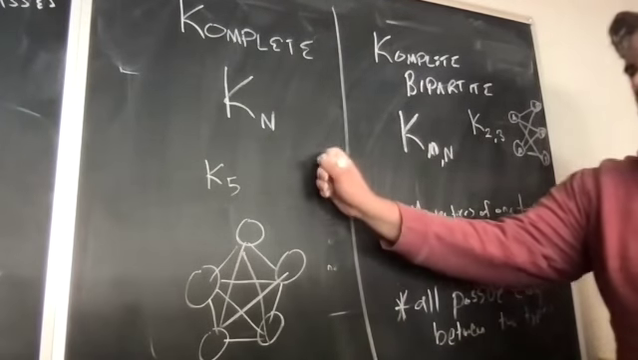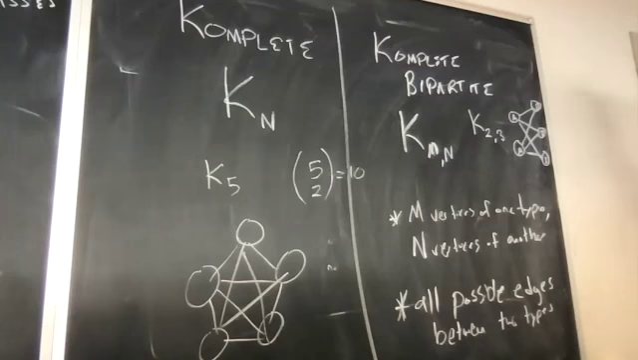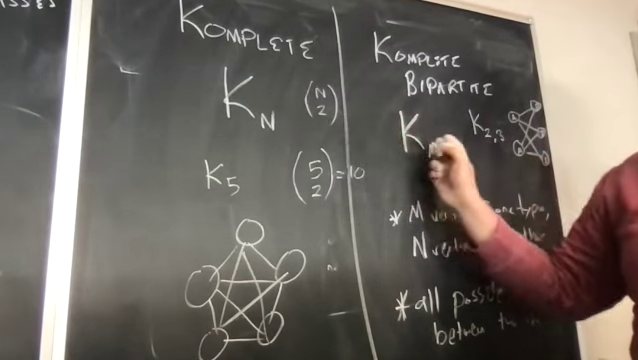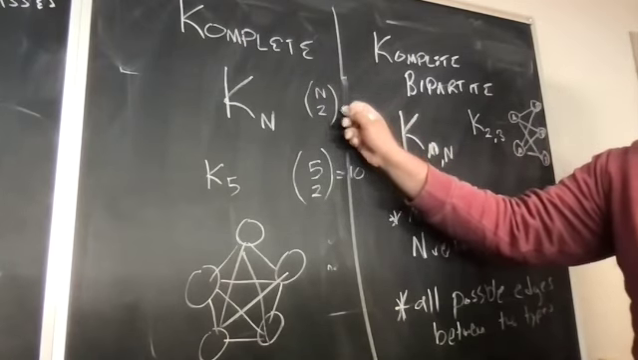There should be 10 because 5 choose 2. Whereas how many edges are going to be here? For K_n, there are n choose 2 edges. How many will there be for the complete bipartite graph K_{m,n}?